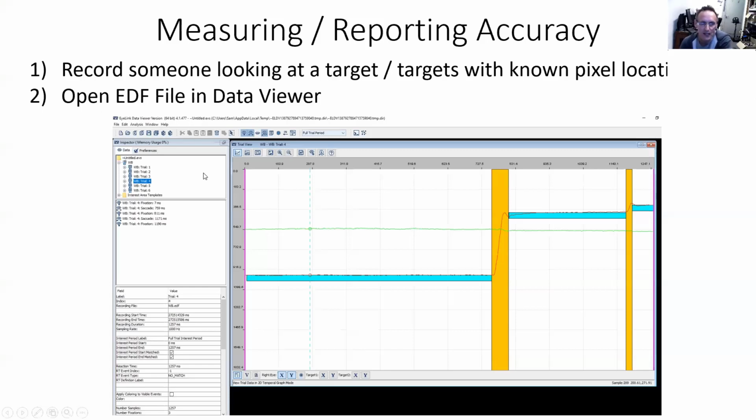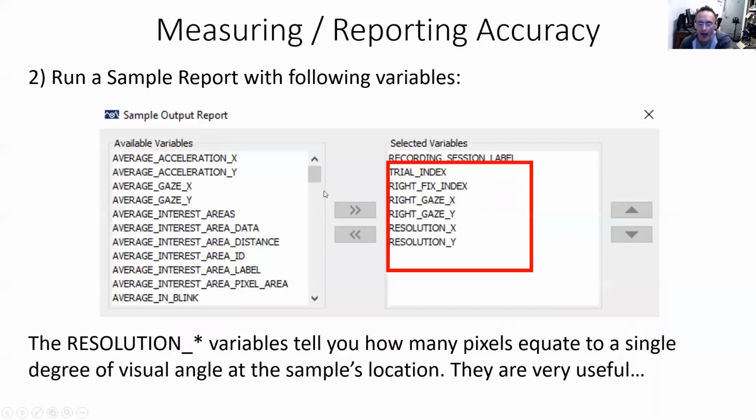So you can open the data in Data Viewer, and you're going to run a sample report, which is going to give you one row per millisecond if you were recording at 1,000 hertz, one row per sample. So if you're sampling at 1,000 hertz, that's 1,000 samples per second. Sampling at 500 hertz, that's 500 samples a second.